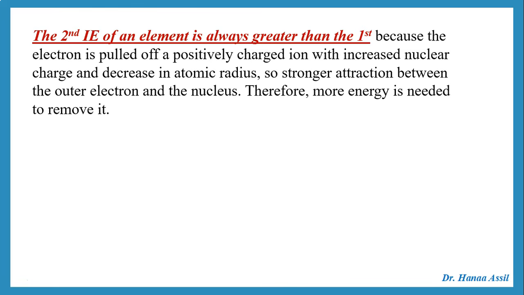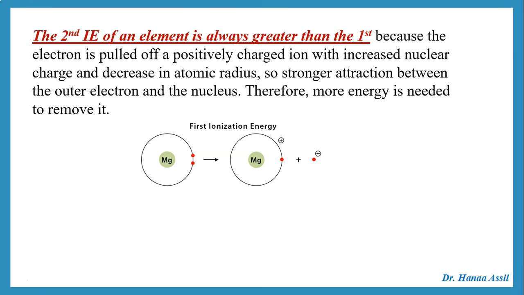If we're talking about the second ionization energy, for any element, the second ionization energy is always greater than the first. So if I have magnesium, for example, the first ionization energy will remove one of the electrons in its outermost shell to form a +1 ion. Now, what about the second ionization energy?